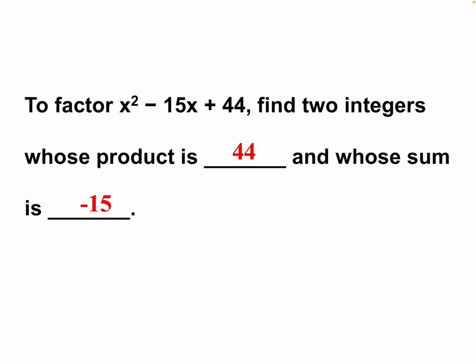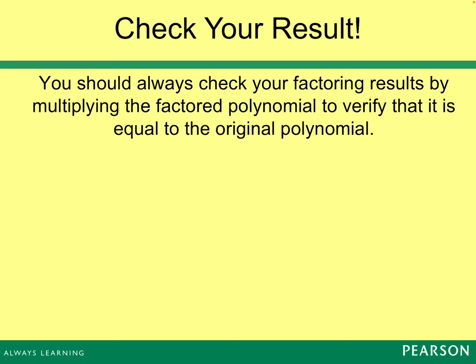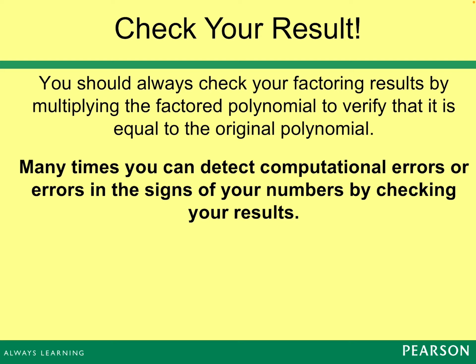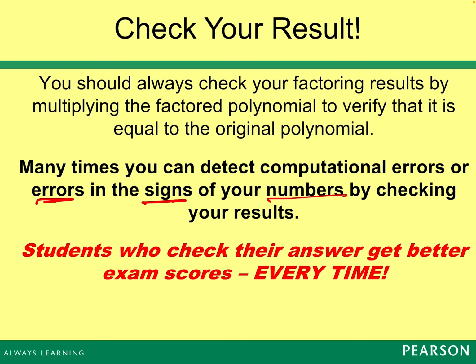All right. Moving on. You should always check your factoring results by multiplying the factored polynomial to verify that it's equal to the original polynomial. Many times you can detect computational errors or errors in signs of your numbers by checking your results. For sure, this one. Students who check their answer get better exam scores every time.